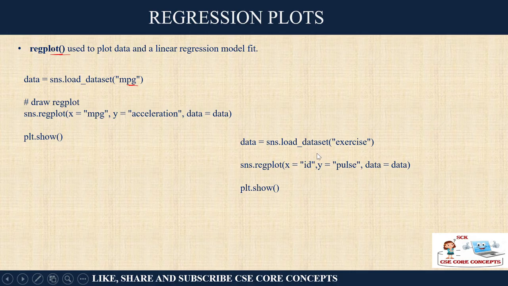Even you have another data here. I have some exercise data. You can see this data. So I'm giving you this work. This is already a loaded data set. You can load this data. You can write down data.head to see the data, and you can have the relationship between the ID and the pulse, a regression relationship.